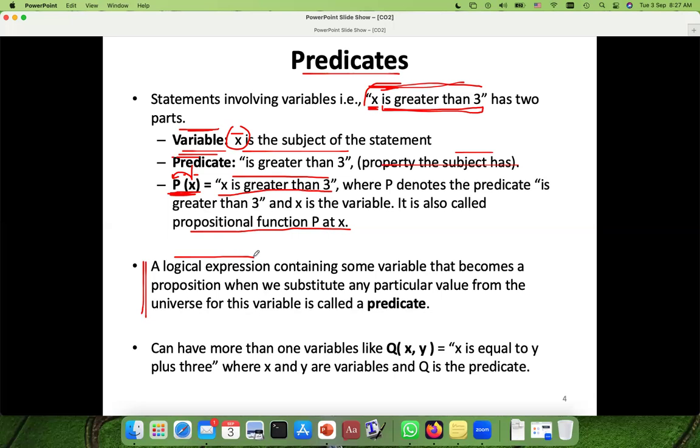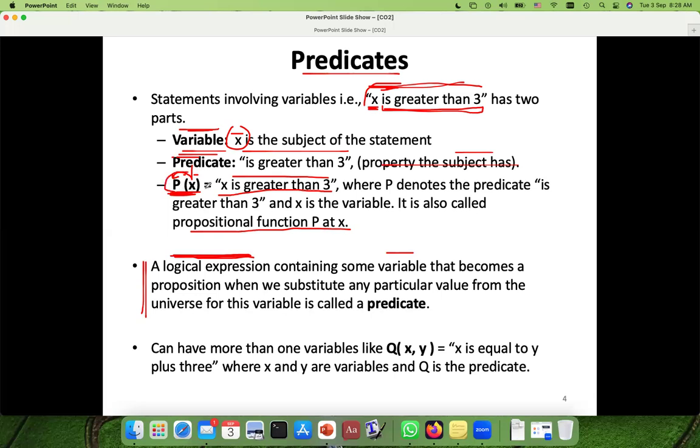Yes, that is a proposition. That is the definition of a proposition: it can be true or false. But this is a logical expression. A logical expression is any mathematical equation that you normally build, any equation that you form using propositions, predicates, or quantifiers. So a logical expression will contain that variable.